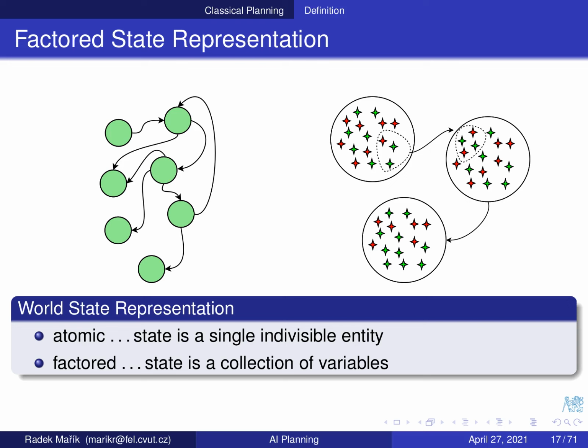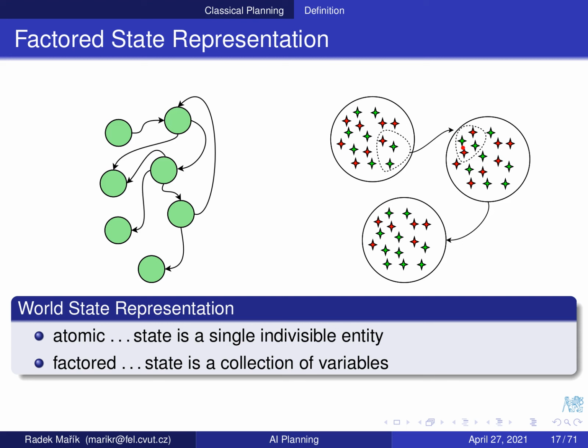instead of using atomic representation of states, where basically each state is a node that cannot be divided, and you can't see any kind of internals, and this representation would lead to a full search of all possible states, you can use so-called factored state representation. So each state is a collection of variables that are valid or invalid.